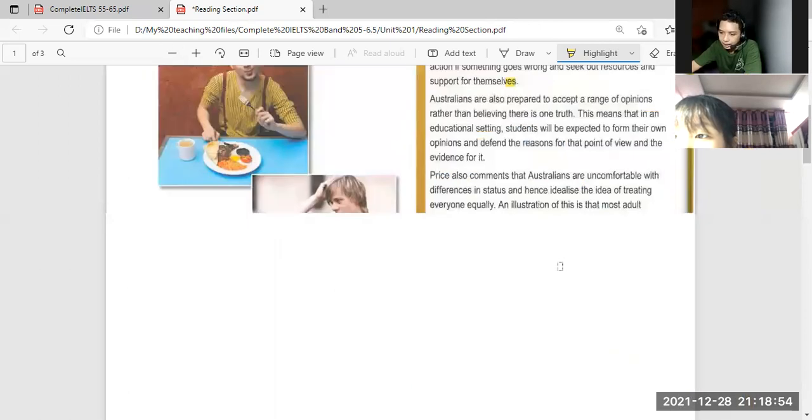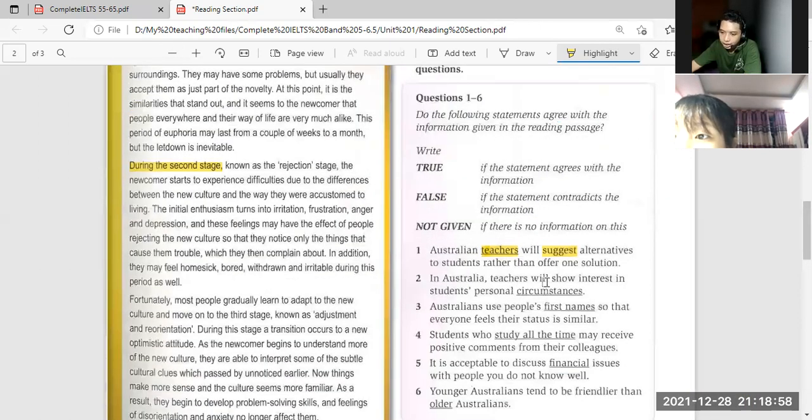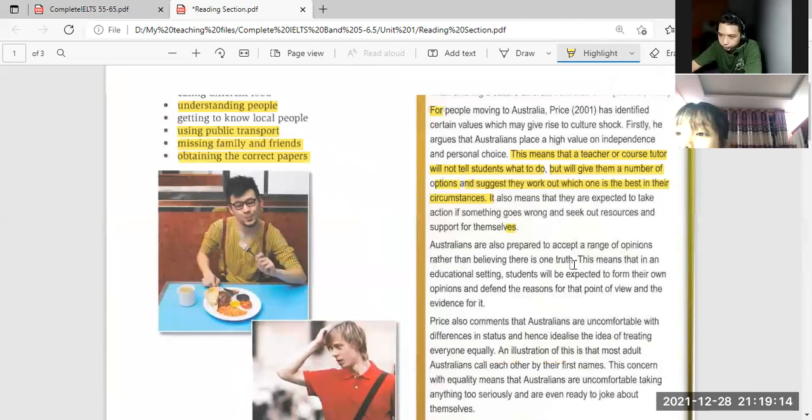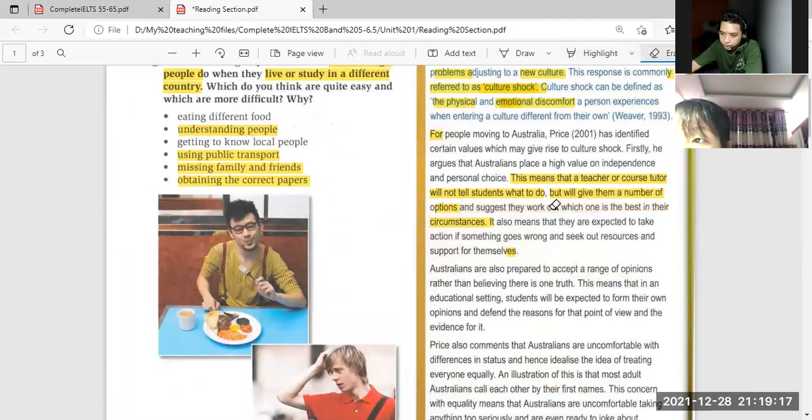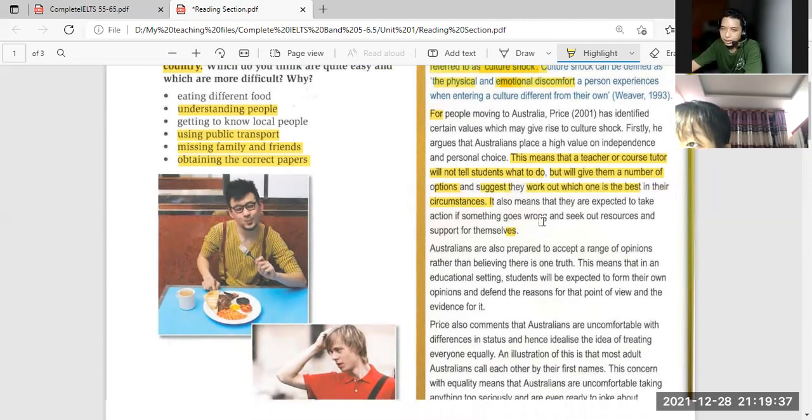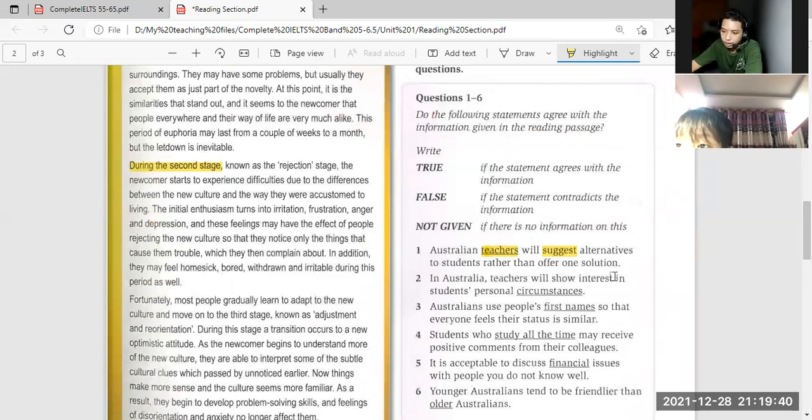Now let's look at here again. Australian teachers will suggest alternatives to students rather than offer one solution. So suggest alternatives. Here, work out which one is the best. It's the same as alternatives. And there's suggest here, and there's teachers here. Do you think the statement number 1 is true, false, or not given?